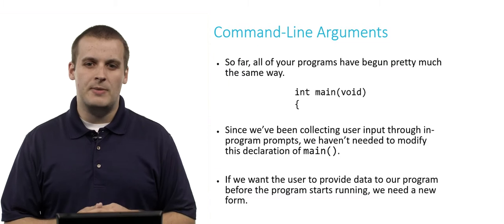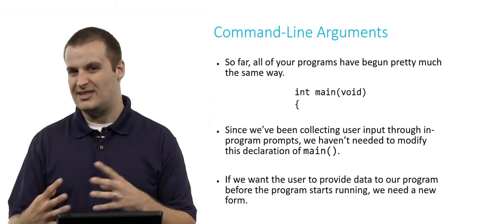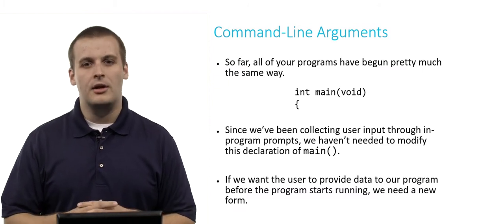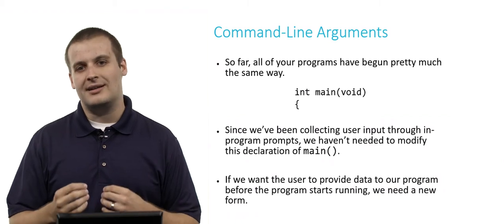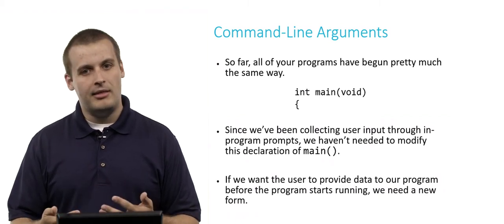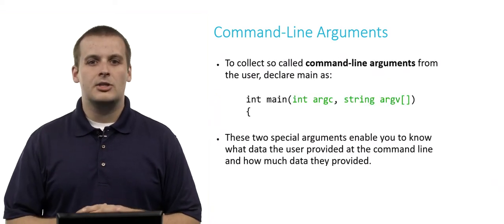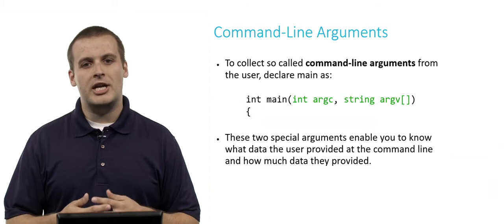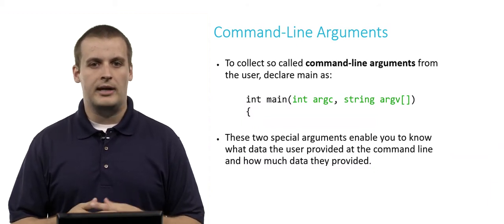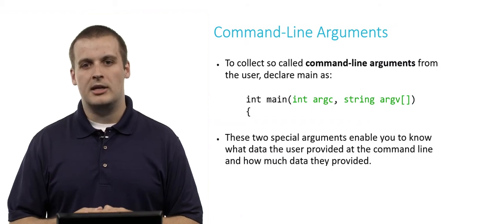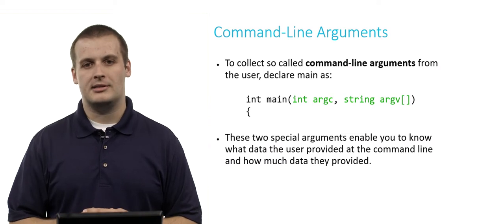If we want our users to be able to provide data to our program at runtime instead of while the program is running, a subtle distinction, but sometimes a very useful one, we need a new form of declaring main. We can't use int main void if we want to collect other data at the command line when the user runs their program, hence command line arguments. To collect these command line arguments from the user, change your declaration of main to look like this: int main, open paren, int argc, comma, string argv, square brackets, and then open curly brace.